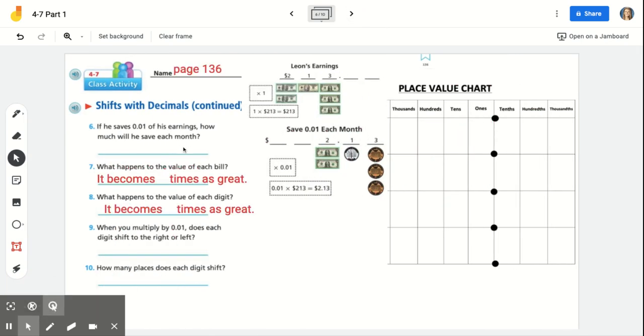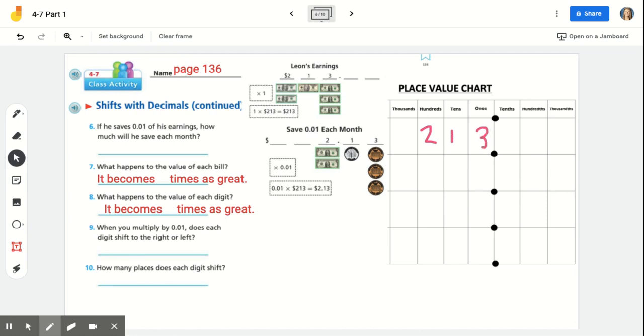All right, page 136. Go ahead and erase your place value chart. We're going to be comparing Leon's original earnings of $213 a month. So go ahead and write that in the first row.